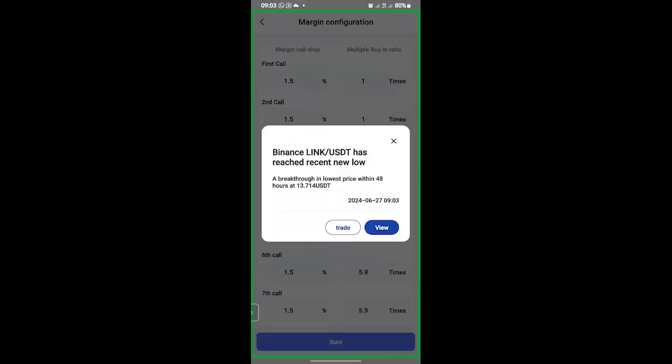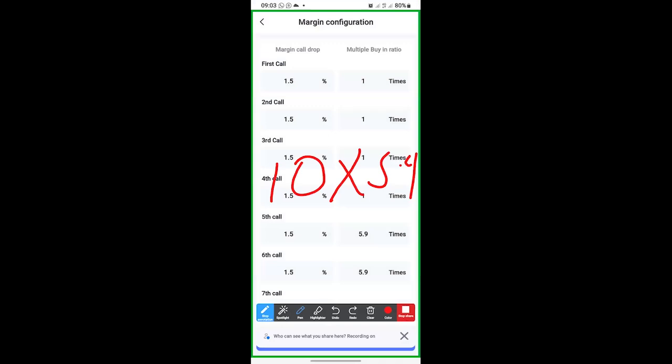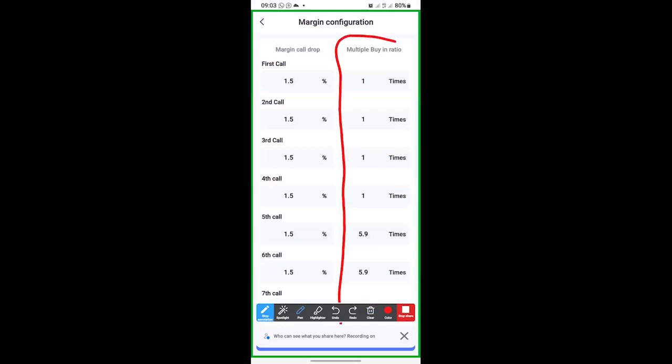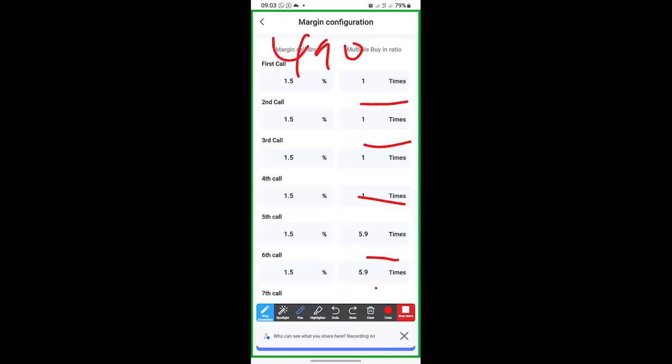So we've been looking at margin call drop. Now we're going to look at the division of capital, the multiple buying ratio. How are you supposed to divide your capital? Remember, we've got $500. We've used 10 as our first buying amount, and we have remained with 490. So with 490, we're going to divide it here.